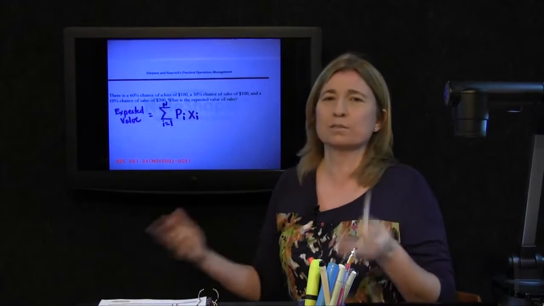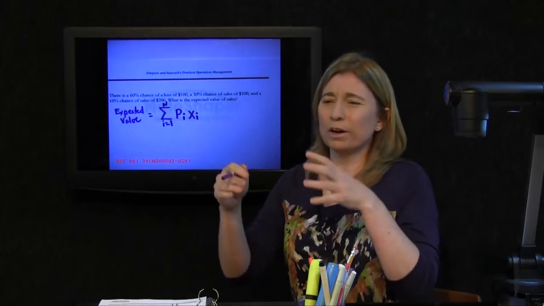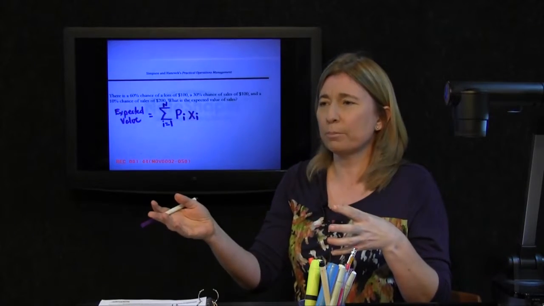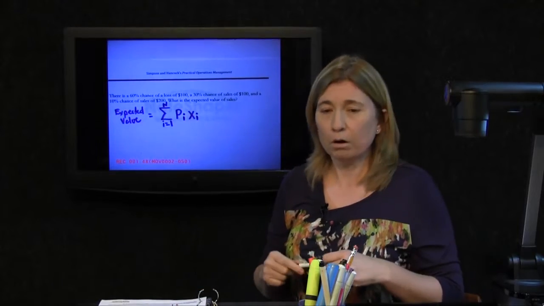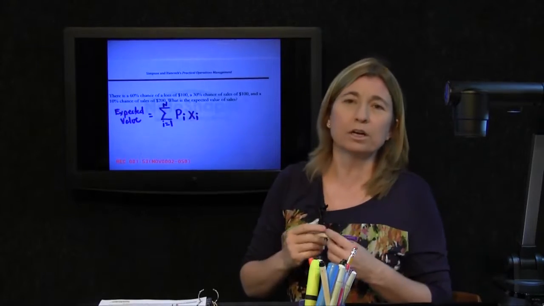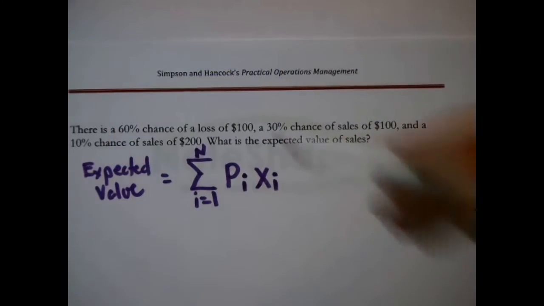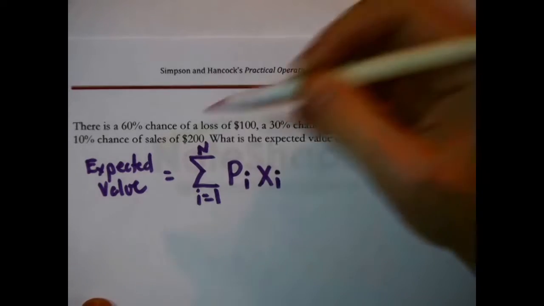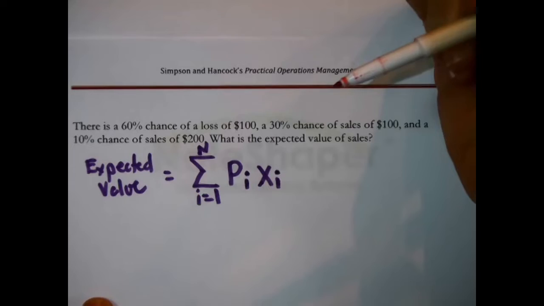To calculate the expected value of a situation, what this is just saying is that you pair up a possible outcome times the probability it will happen, and then you just add those up across everything that could possibly happen. So whether you think about it that way or you just use this formula, how do you work this? Well, you can see that there are 3 future states of nature here: a loss of 100, sales of 100, and sales of 200. And in each case, there's a probability associated with that.